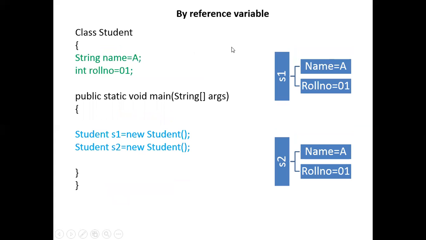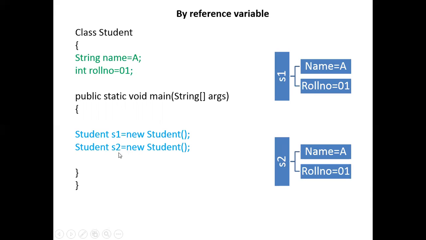So we can initialize these instance variables by reference variable. Here itself we can provide values to name and roll number. When we create an object of this class, S1, an object is allocated in memory and a copy of the instance variables is created. For the student S1, name is initialized to A and roll number is initialized to 1.